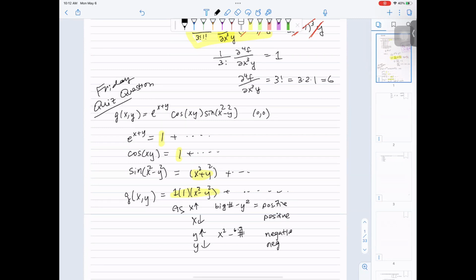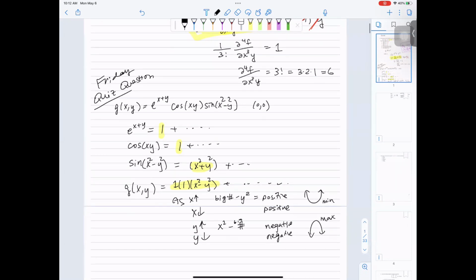And this was negative. So in one direction, the values keep getting bigger. We got this minimum. In the other direction, the y direction, all of our values kept getting smaller and smaller, some maximum behavior. And so this was a saddle point, because in one direction something was happening, and in the other direction a different behavior was happening.